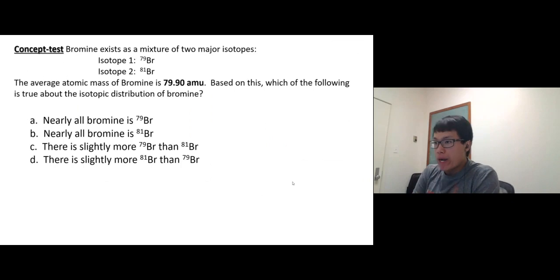All right, we have a concept test right here. Without calculation, no calculator, okay? So bromine exists as 2 isotopes. We have bromine 79 and bromine 81. The average atomic mass of bromine is actually 79.90 AMU. Based on this number, which of the following is true about the isotopic distribution of the bromine?